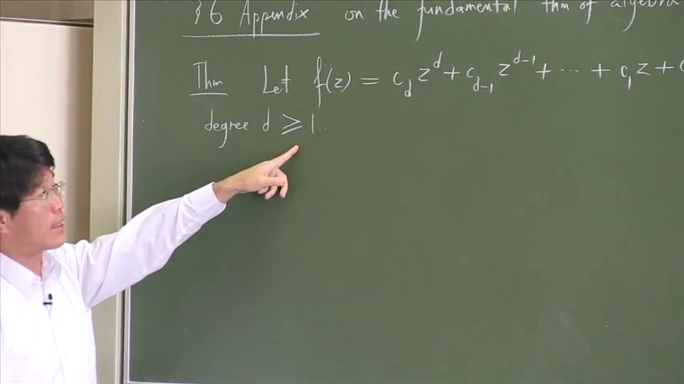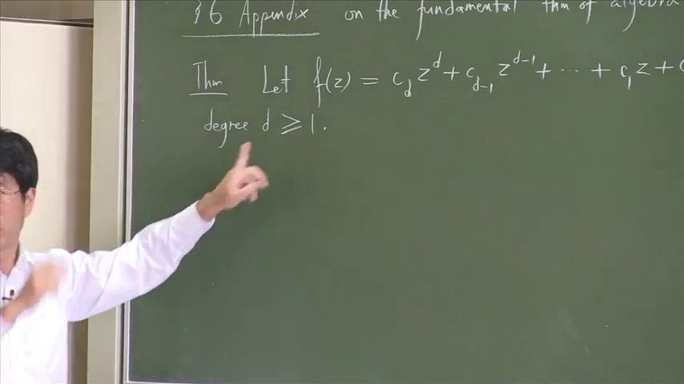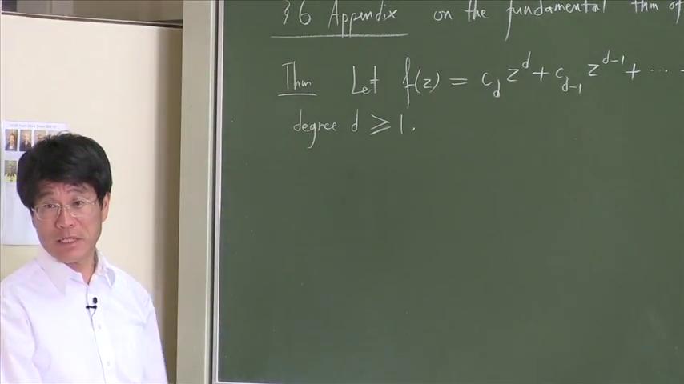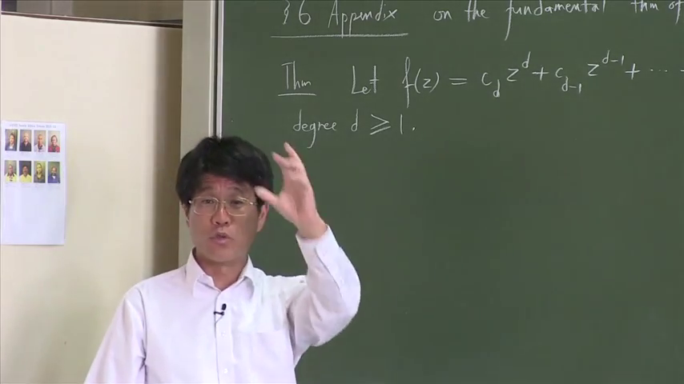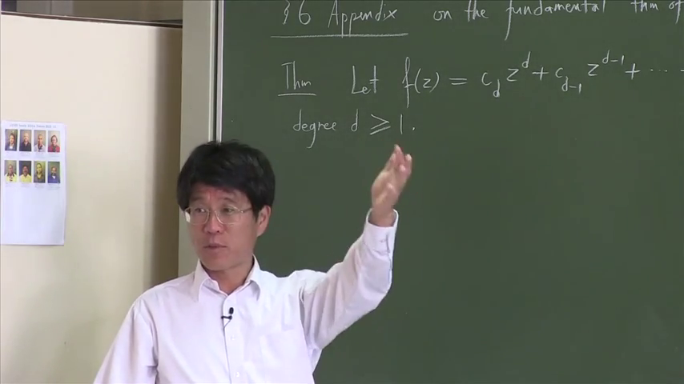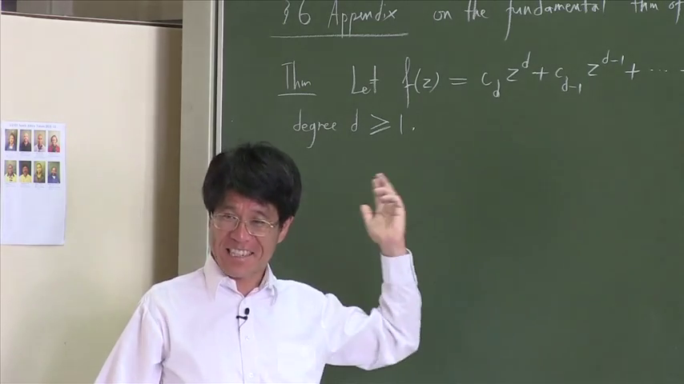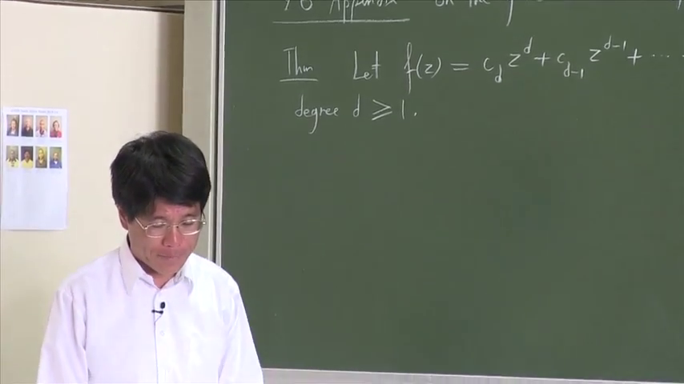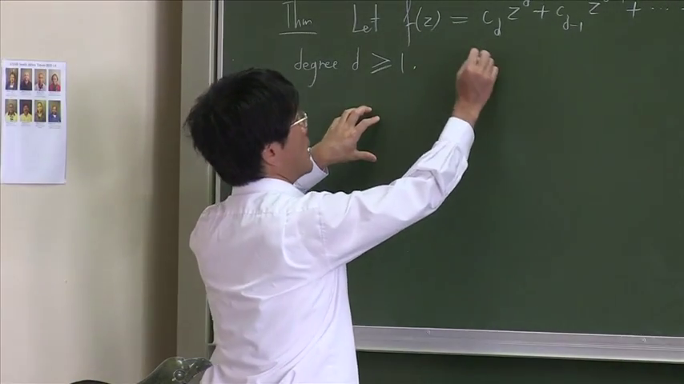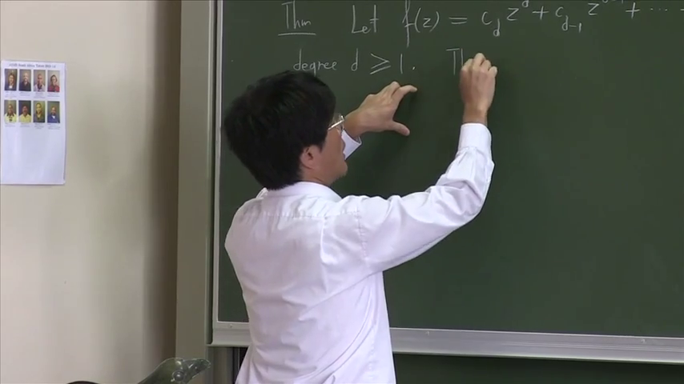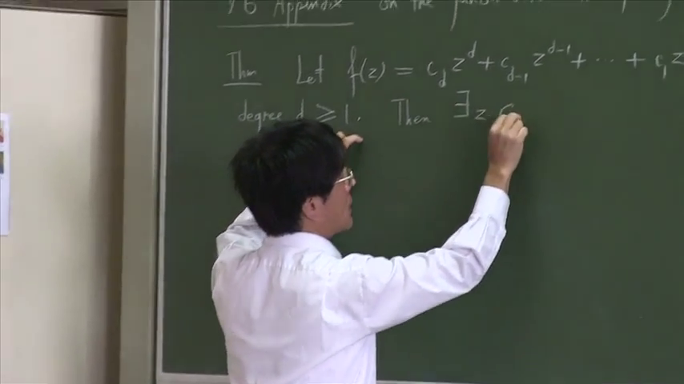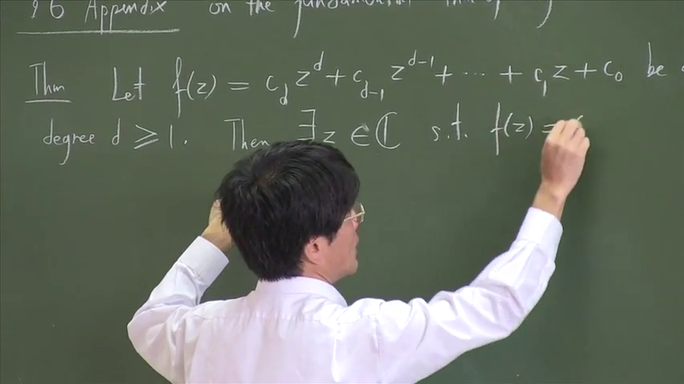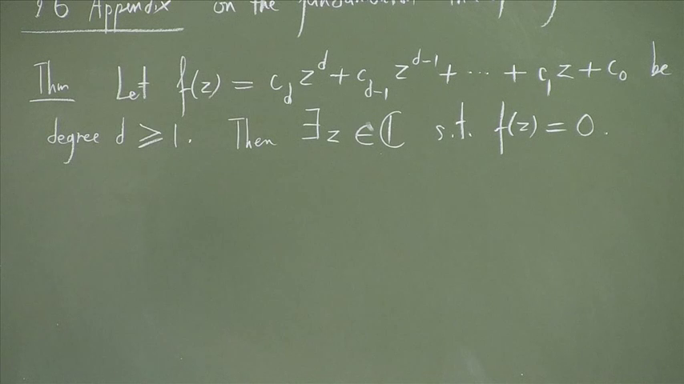Often people forget to state this hypothesis. When I stated it a minute ago, I forgot to mention it. Because a degree 0 polynomial is a constant. For example, take the constant 2. Well, this constant polynomial 2 doesn't have a root anywhere. You see? So the fundamental theorem of algebra works only when the degree is greater than or equal to 1. Okay. And the theorem is that there exists some complex number such that f of z is 0, as you know.